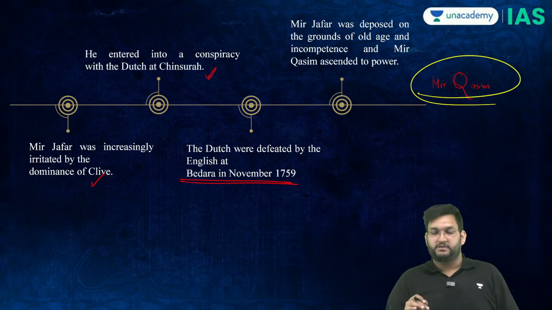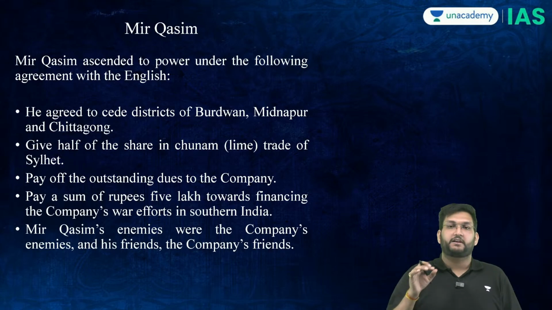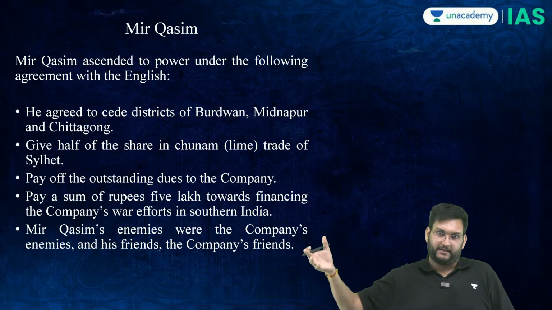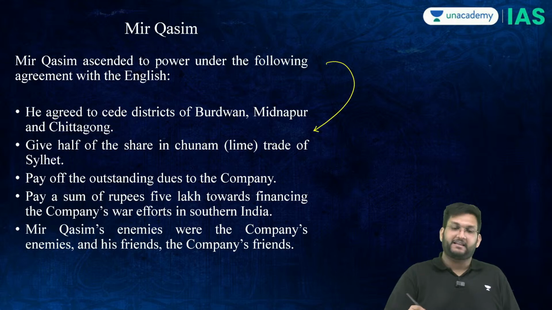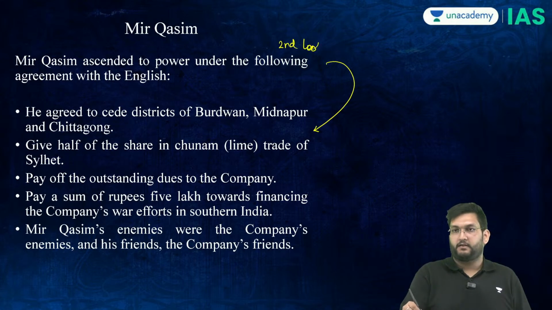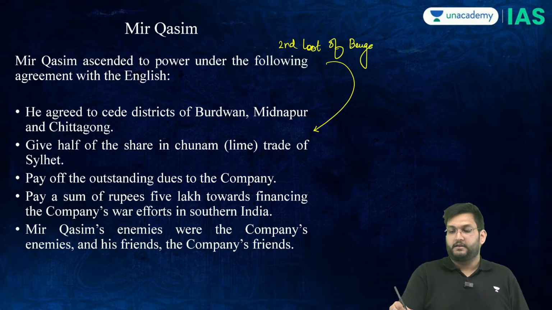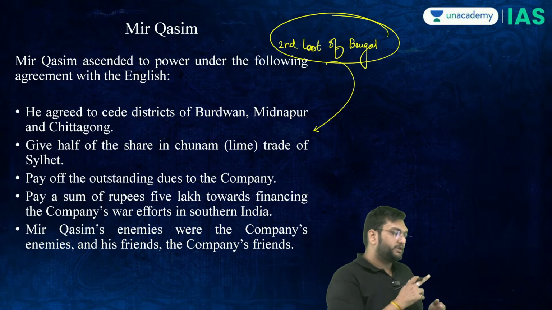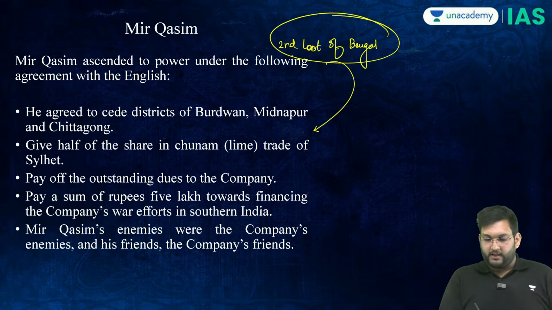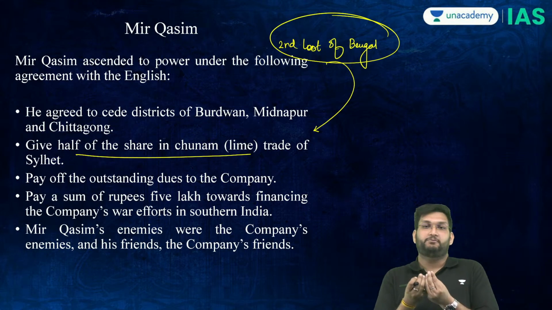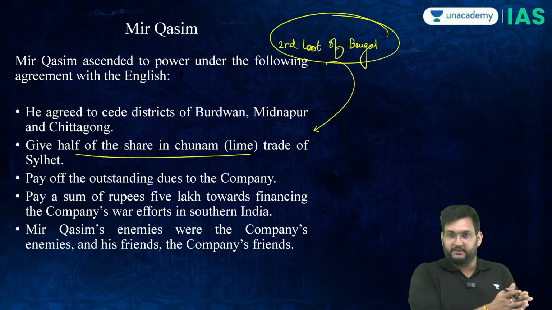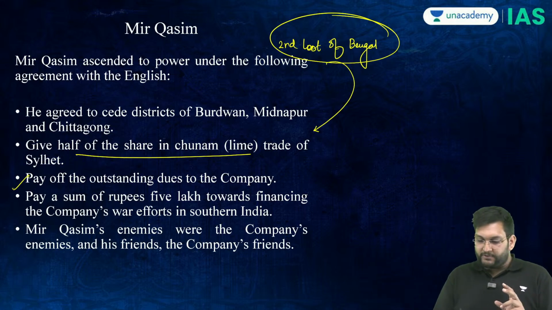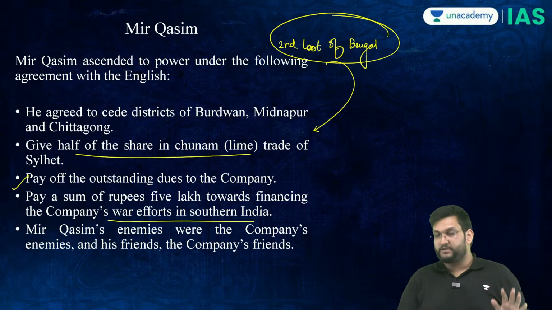And what Mir Qasim will do is, he will first shift his capital, you can say, from Murshidabad to Munger. But before he did that, the second loot of Bengal will happen. The second loot of Bengal was: Burdwan, Midnapur, Chittagong given to the British. The Chuna trade, the limestone trade, half of the revenue has to be shared with the British. Pay off all outstanding dues. Help the British in the Third Carnatic War. 5 lakh rupees was taken for that.